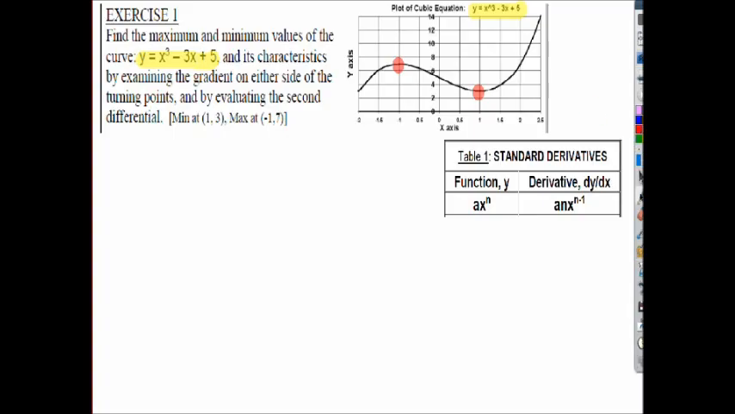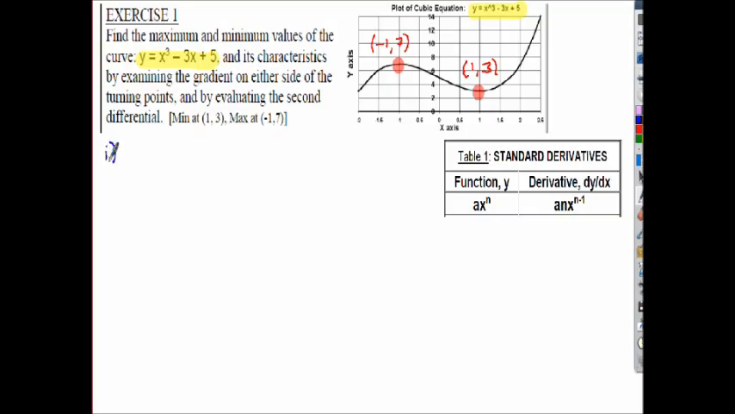Just by looking at the graph, if I was going to specify my turning points, this one looks like -1, 7, and this one here looks like +1, 3. So 1, 3. That's what it would look like if we plotted it off, and we're going to use the differentiation process to try and confirm that. Okay, so let's go through the steps.